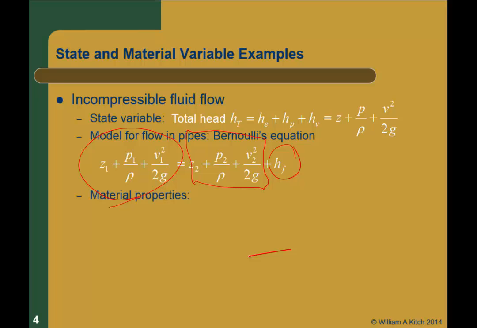So what are the material properties? The state variable is the total head. This is our model right here that we're going to use. We're going to use Bernoulli's equation as a model. What are the material properties in that model that are going to be important to the water's behavior? Okay, density is one, and there's another one which you probably know.